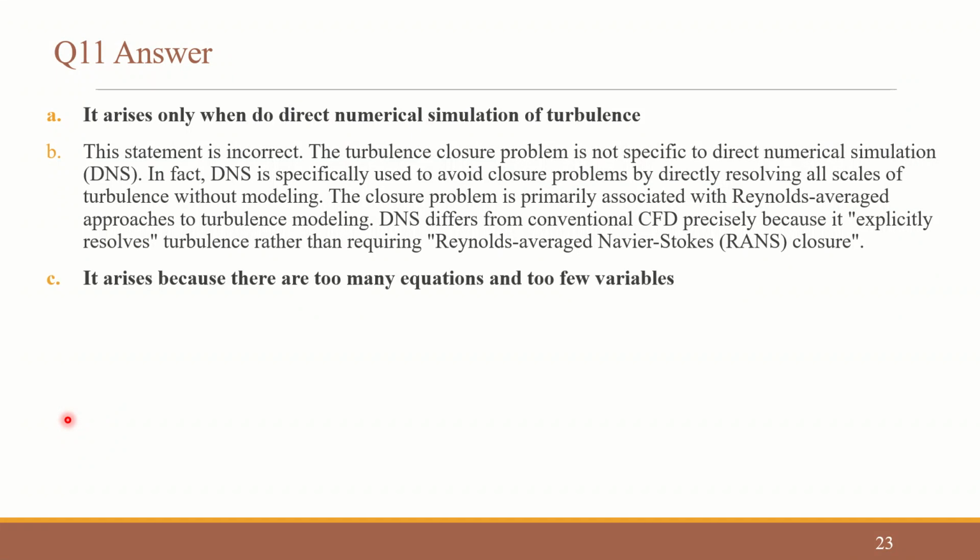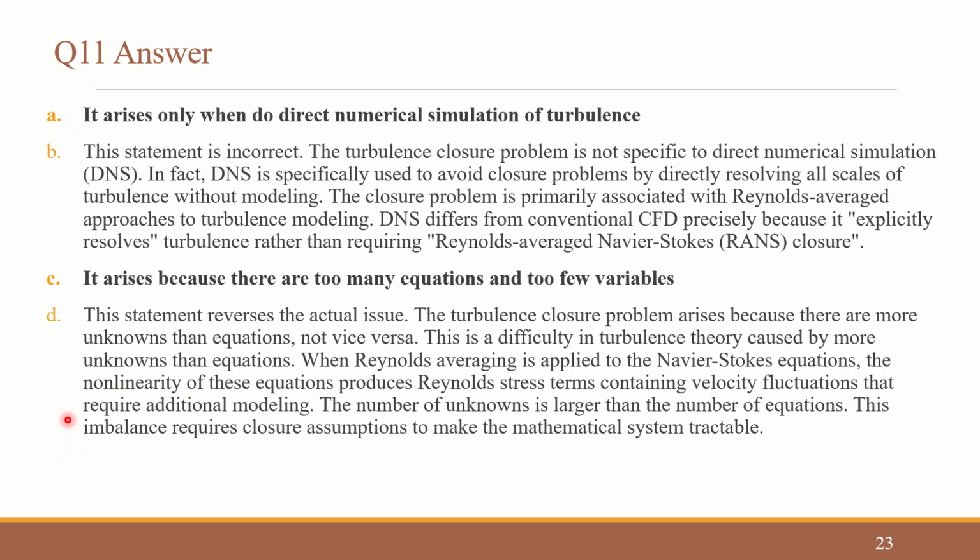Second one, turbulence closure arises because there are too many equations and too few variables. The reverse is true, wherein a turbulence closure arises when we have too many variables and too few equations. Because when we do Reynolds averaging of the Navier-Stokes equations, we end up with a Reynolds stress system containing velocity fluctuations. So we end up with too many variables, but the number of equations is less. So we require turbulence closure.